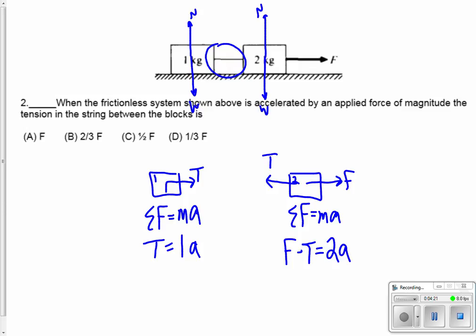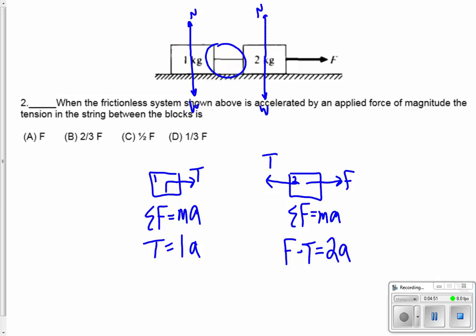Okay, so now I have two simple expressions. Let's read the question. When the frictionless system shown above is accelerated by an applied force of magnitude F, I think we're missing a letter there, the tension is what? So I want to look at what is the force of tension in the string when I pull on this with some force F.